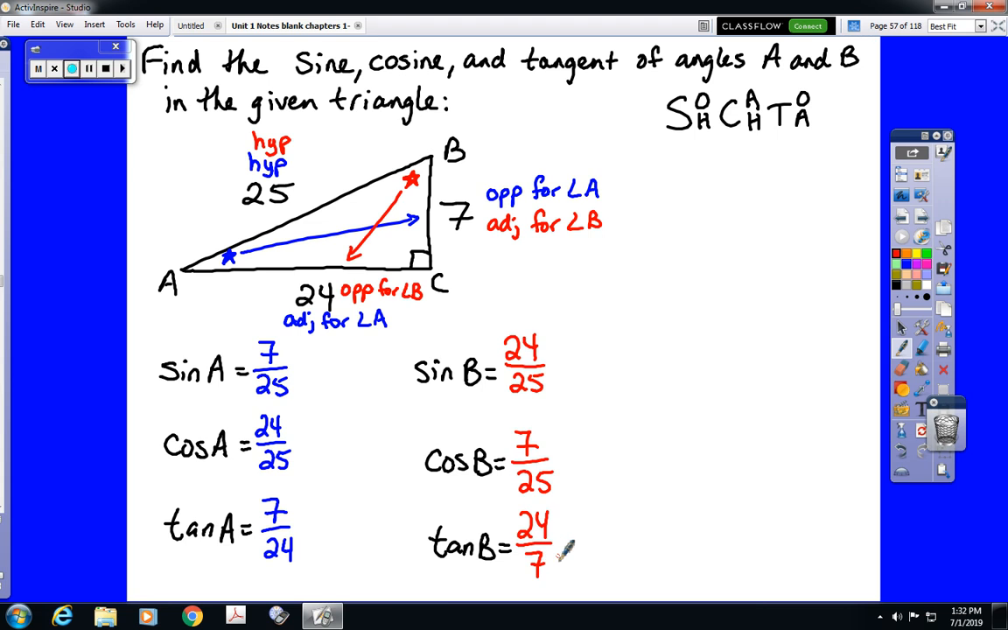Now you should see some relationships there between the sine, cosine, and tangent of A and the sine, cosine, and tangent of B. Those relationships will be pointed out in the next video, and we will discuss how they relate to each other. So that does it for video 1.